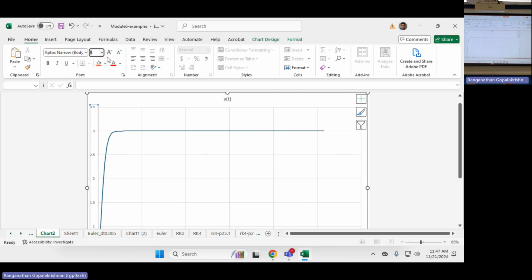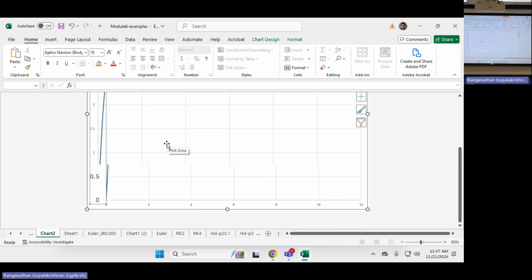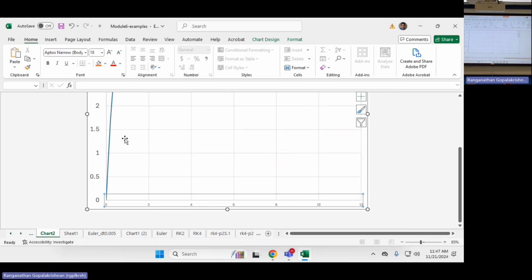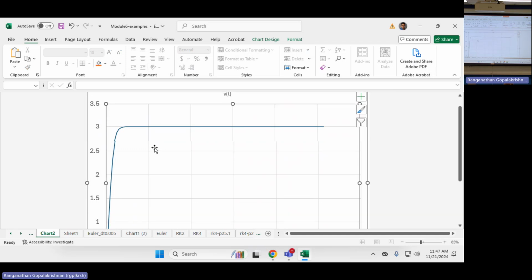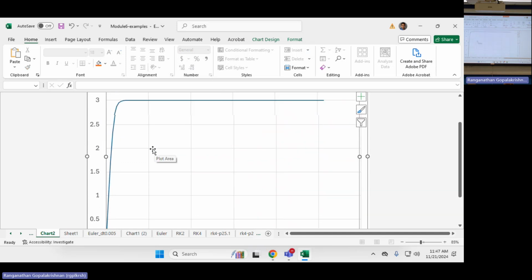So here is the speed of the sphere as it falls. Here is time on the x-axis. What are you seeing here? You're seeing a plateau, and what do you infer from it? This is the speed. Initially, it rapidly increases, then the increase slows down, and it hits the terminal speed and then stays there.